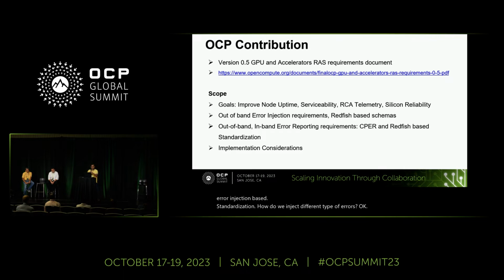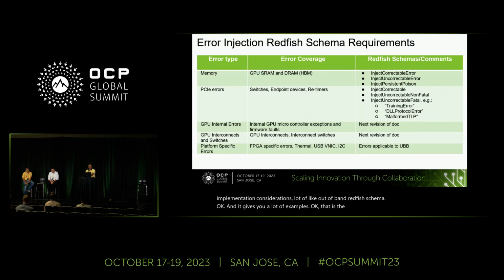Then the second one, from a serviceability point of view, is error reporting. How do we standardize that? The spec talks about a lot of details on implementation considerations, a lot of out-of-band Redfish schemas, and it gives you a lot of examples. The current 0.5 spec is around 40 pages. That's what we are contributing.